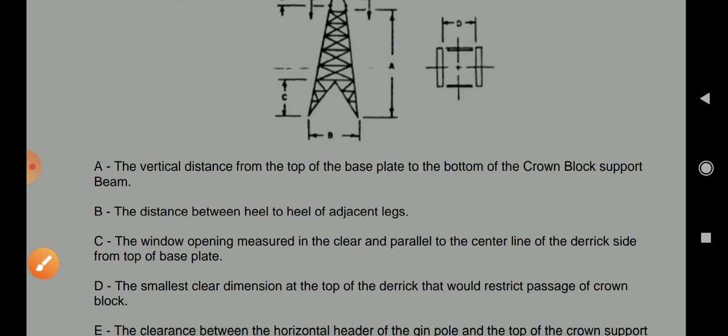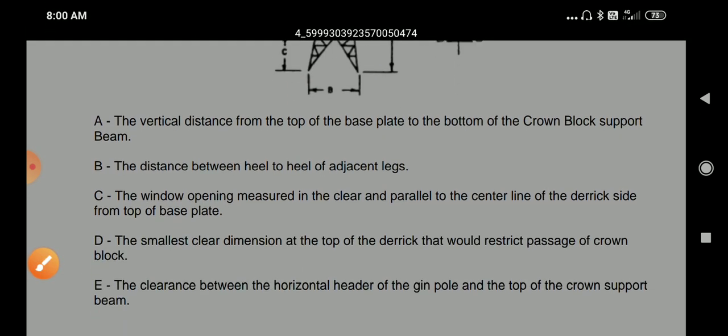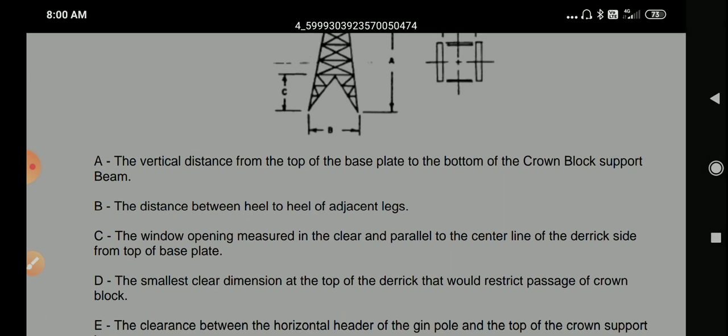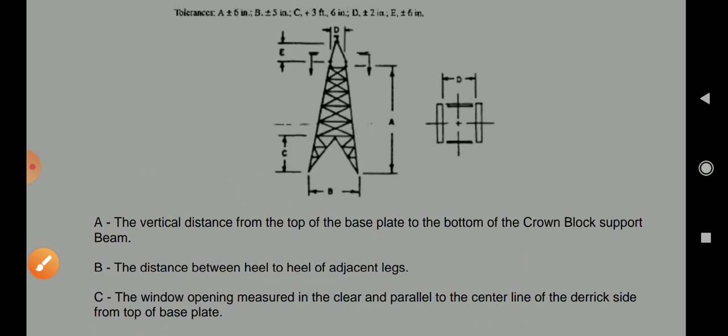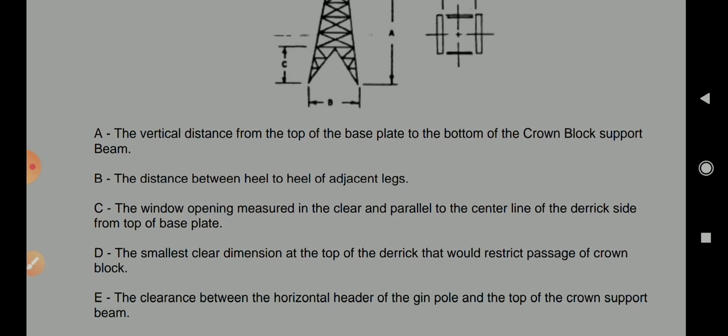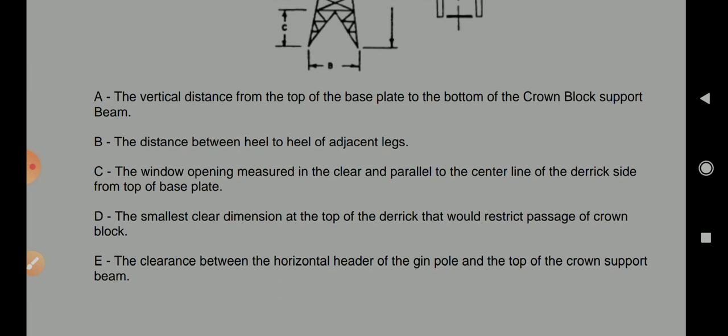And C is the window opening, measured in the clear and parallel to the center line of the derrick side from the top of the base plate. And the next one is D, the smallest clear dimension at the top of the derrick that would restrict the passage of the crown block. And E, the clearance between the horizontal header of the pin pole on the top of the ground support beam.